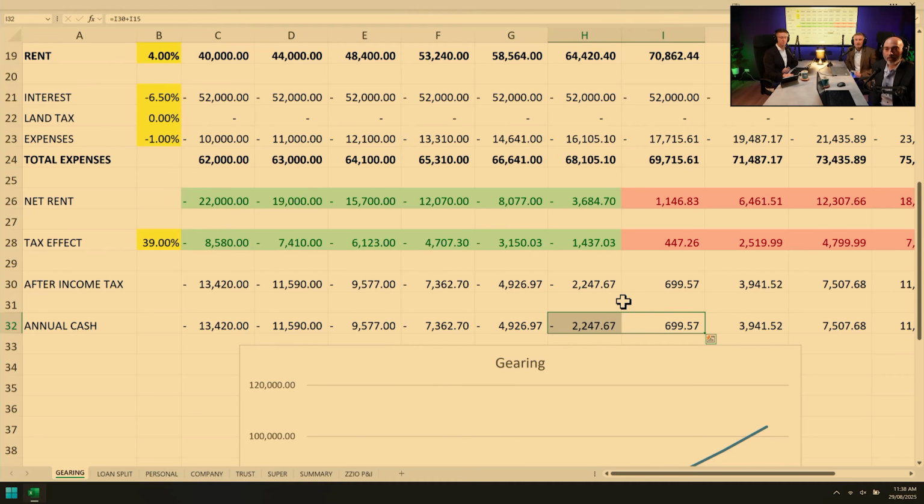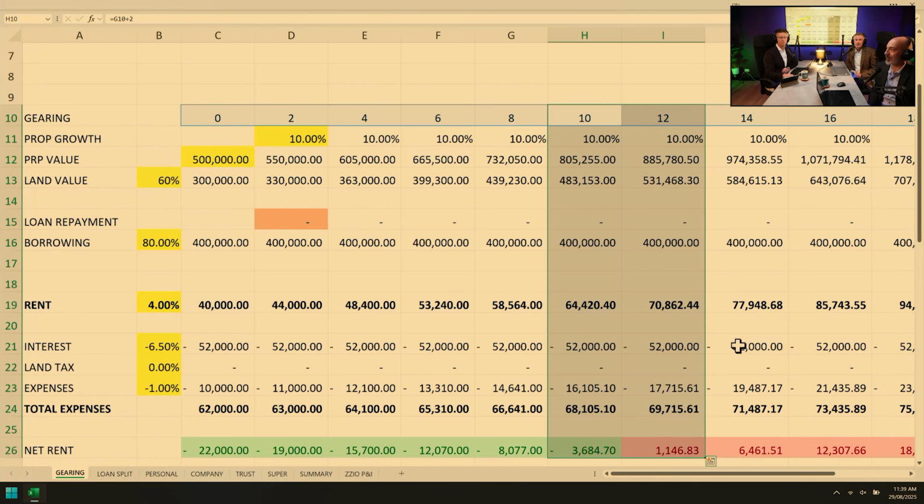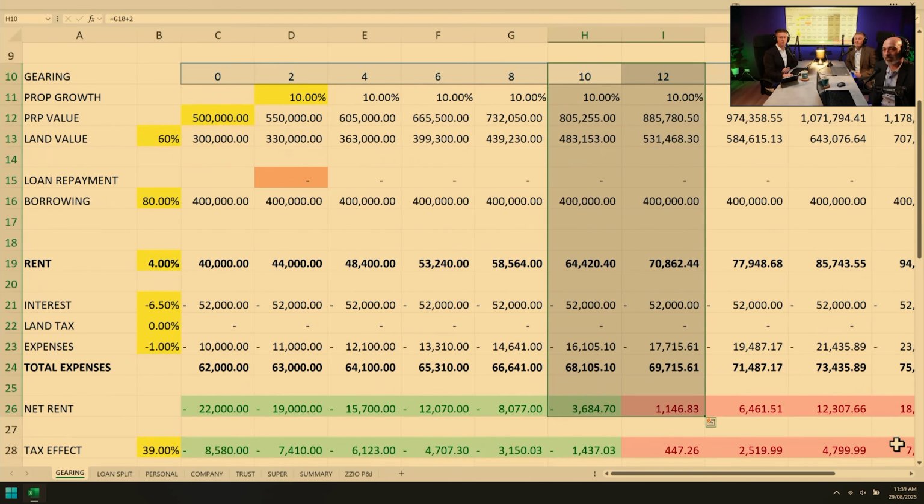Now, if you go back up to the top, as you swing along, we can see where the green converts over to red. I've used green because people want negative gearing. So they would see that as, oh, that's good. I've lost money, I get a tax benefit. Once you step from years 10 to 12, it starts to turn positive. Now, importantly, I haven't paid anything off. My borrowing is still $400,000.